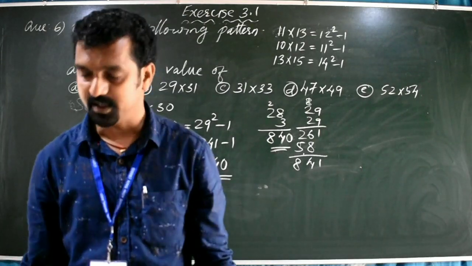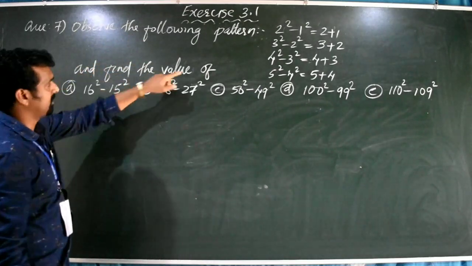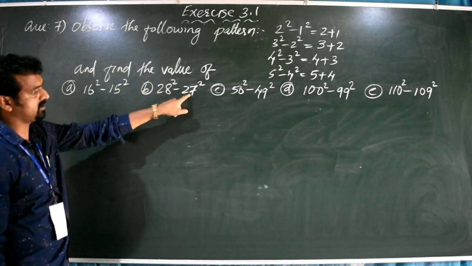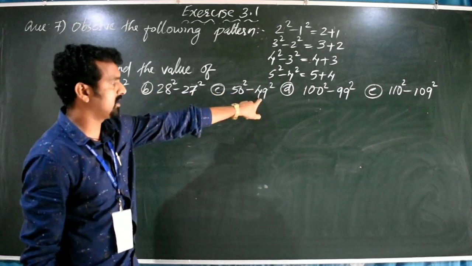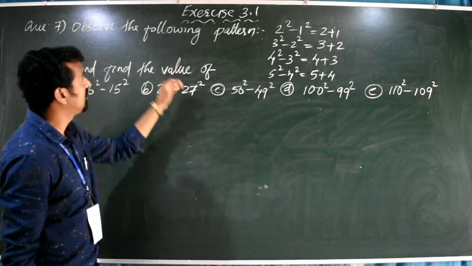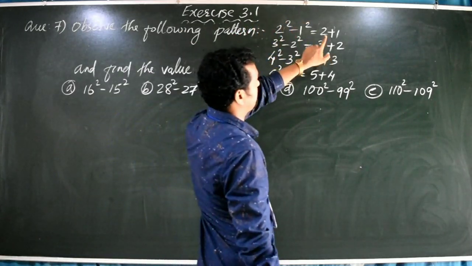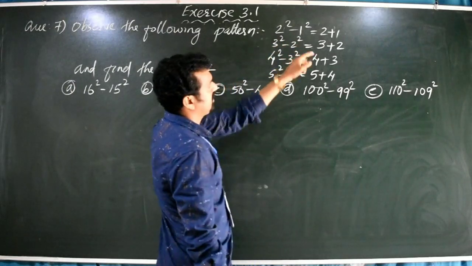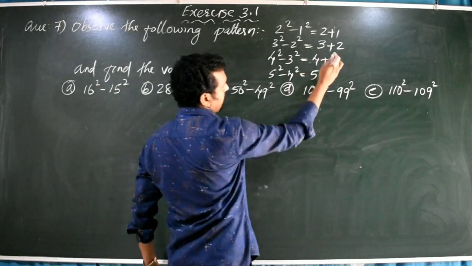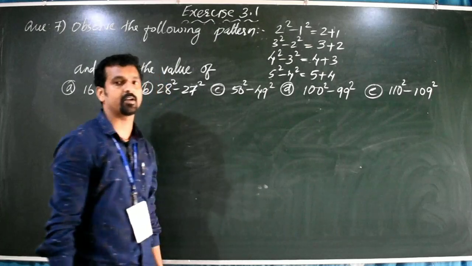Now question number 7. Observe the following pattern and find the value of 16 square minus 15 square, 28 square minus 27 square, 50 square minus 49 square, 100 square minus 99 square, 110 square minus 109 square. First we have to observe that pattern. 2 square minus 1 square is equal to 2 plus 1. 3 square minus 2 square is equal to 3 plus 2. 4 square minus 3 square is equal to 4 plus 3. 5 square minus 4 square is equal to 5 plus 4.